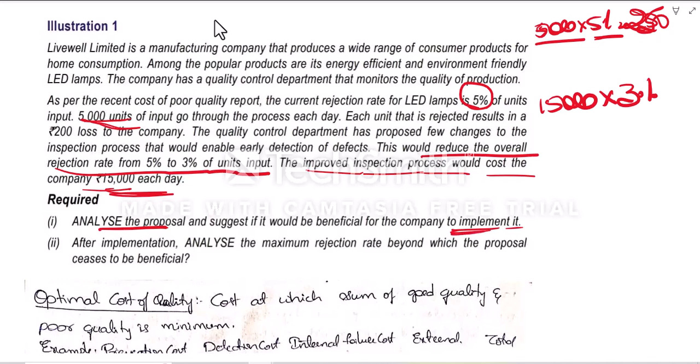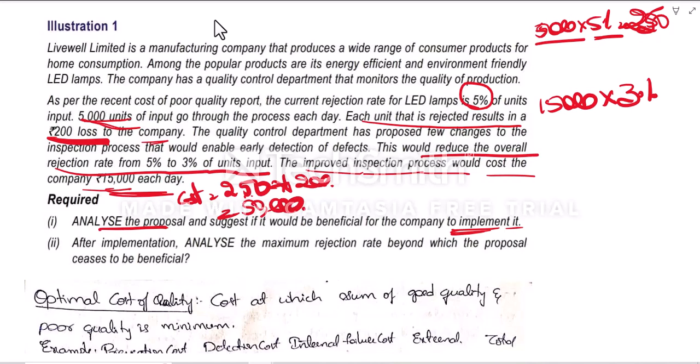See, the cost incurred in the old scheme: 250 units will be rejected, and 200 is lost to the company for each unit. Each unit that is rejected results in 200 lost to the company. So 250 goods rejected, no? So 250 into 200 loss per defect, then it will be 50,000. This is the cost incurred in the current scenario.